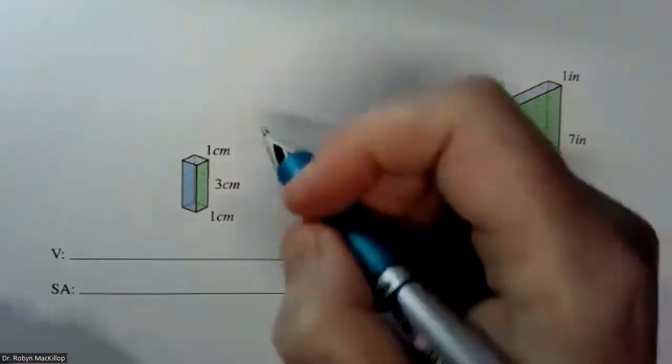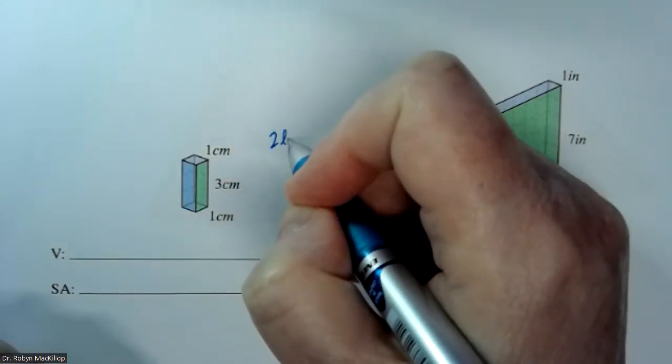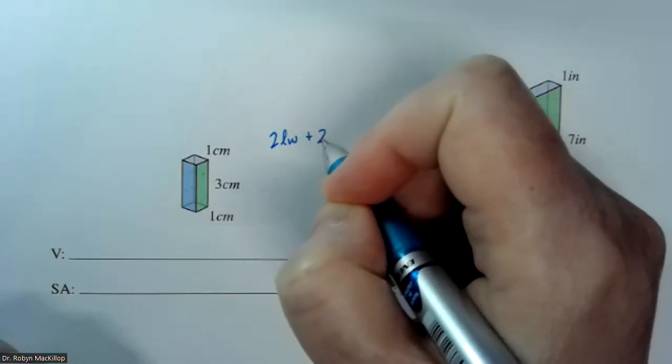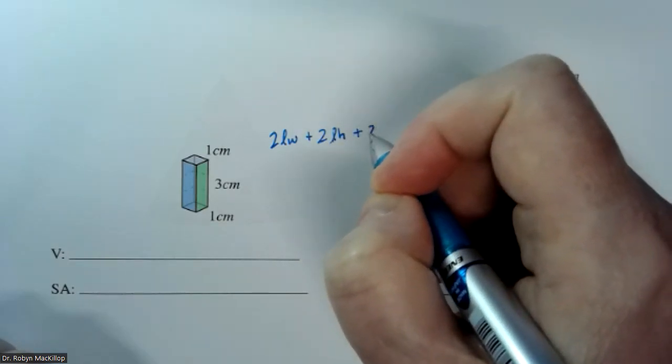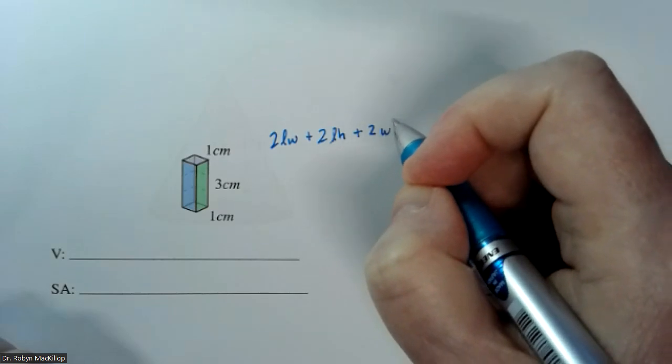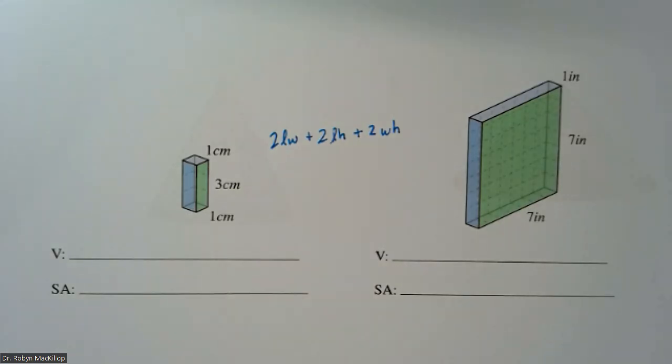So let's take a look at the formula. It looks long, it's not. Let me rephrase that. It looks complicated, it's not. It is long. So you've got 2 length times width plus 2 length times height plus 2 width times height. I'm going to write that down. 2 length times width plus 2 length times height plus 2 width times height. All right.